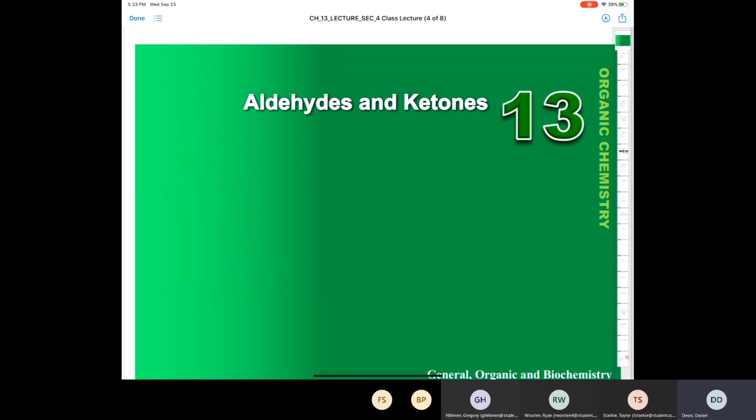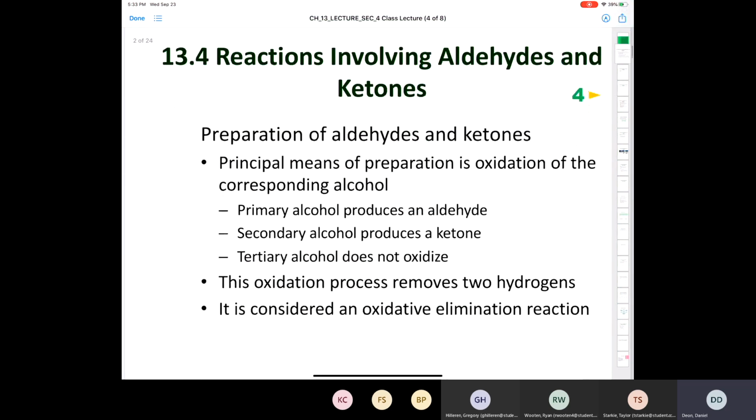Okay, so let's get started. This is chapter 13, the last section, section 13.4 of aldehydes and ketones. And the last part of this chapter, namely 13.4, deals with the reactions involving aldehydes and ketones. So some of these are going to be reactions that you've already seen, and several of them will be new to you. Okay, so first let's talk about the preparation of aldehydes and ketones.